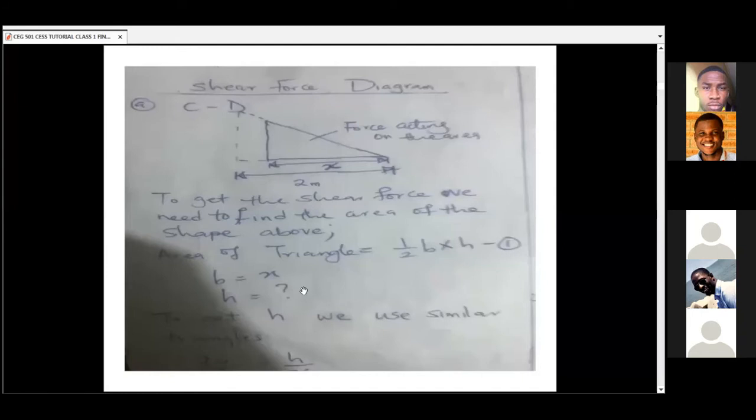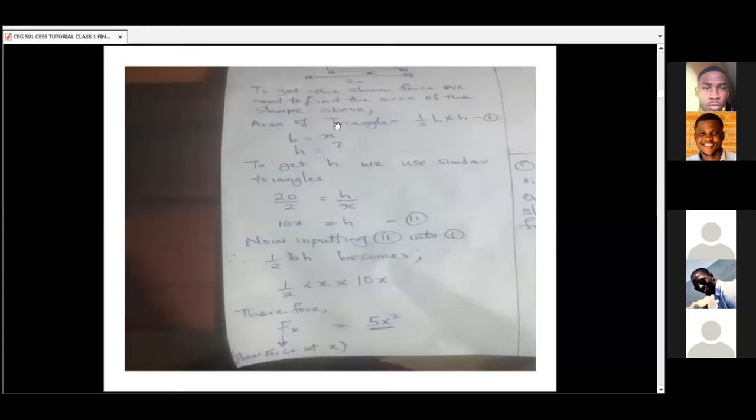Now, the way we can relate it is through what? Similar triangles. To get h, we already know that the full triangle has a base length of 2 meters, while the height is 20. So if we use similar triangles, where 20 is the height and the base is 2, the new triangle that we are considering, which is like a subset of the whole span, would have h as the height and the new distance we are considering will be x.